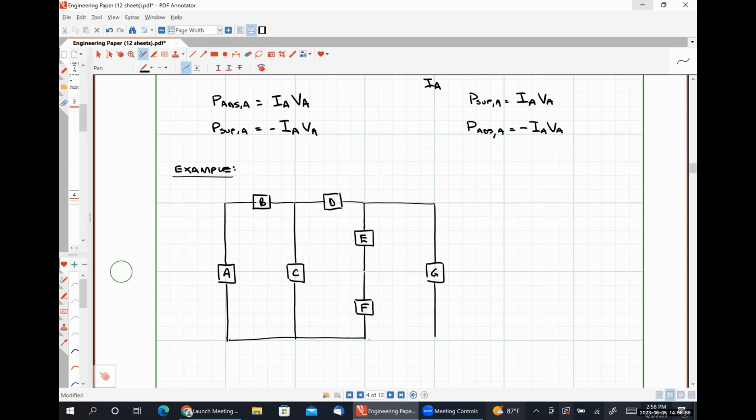And now I'm going to specify some voltages and currents in this circuit. Okay. So let's say that the voltage drop across element A with positive polarity on top is 12 volts. The current flowing down through element A is negative 2 amps. Let's say that the voltage drop across element B is 4 volts with positive polarity on the left. The current flowing through element B from left to right is 2 amps. The voltage drop across element C is going to be 8 volts.